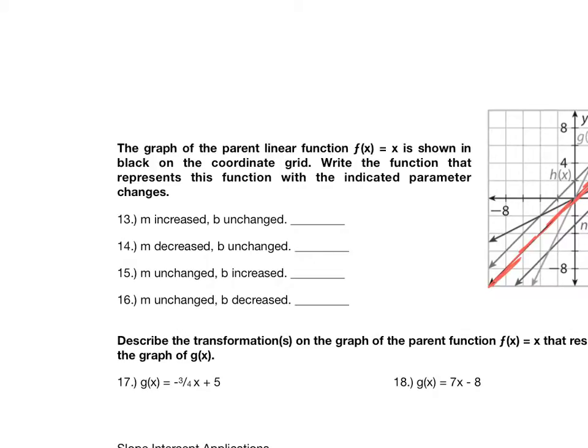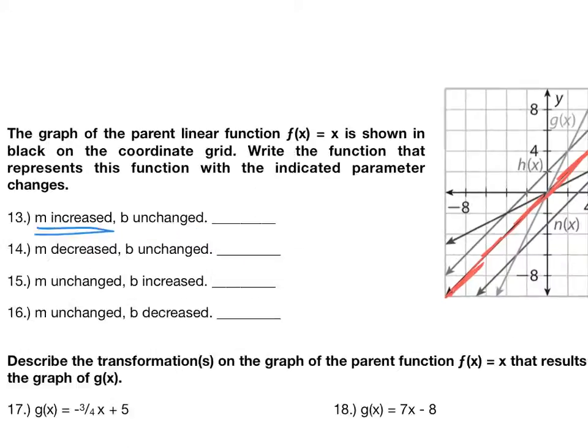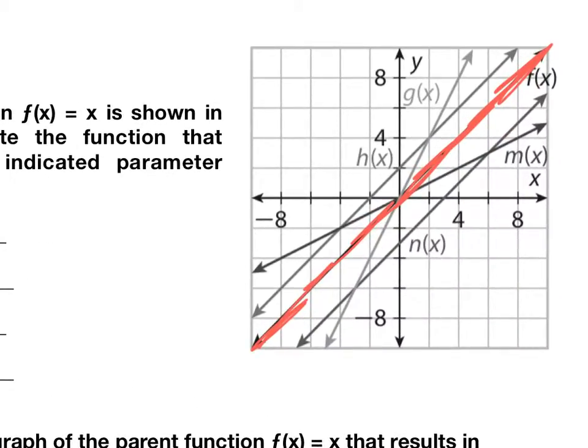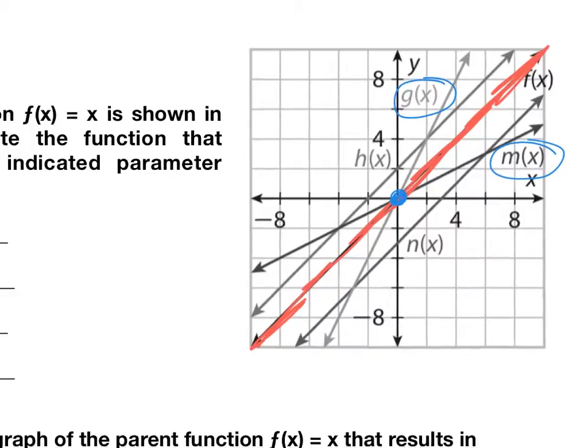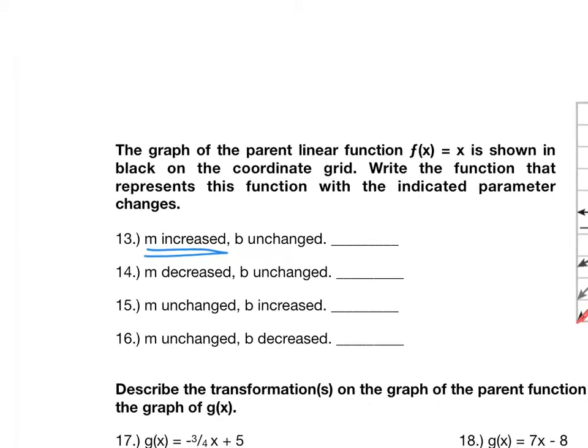So if you remember from your notes and from your lesson, that means that this is going to be a steeper graph, but it's still going to have the same y-intercept. So we're looking for a graph that still crosses the y-axis right here at 0, but is steeper. So we only have two lines that still cross the y-axis, which is g of x and m of x, but only one of them is steeper. The steeper one would be g of x. So the answer to number 13 would be g of x.